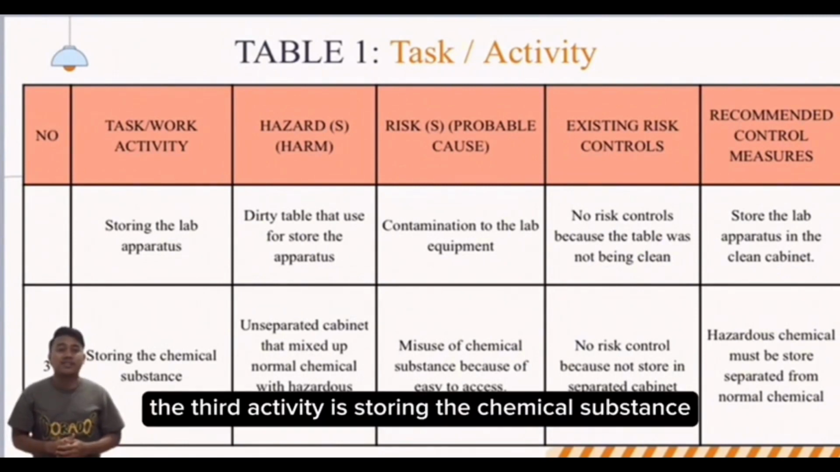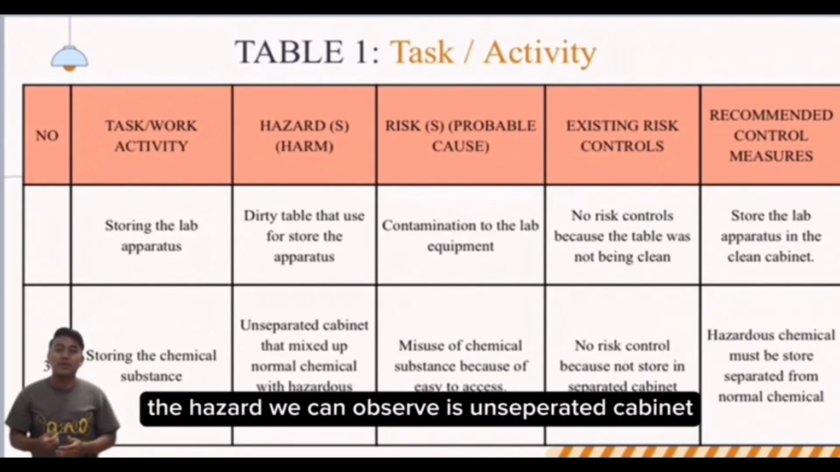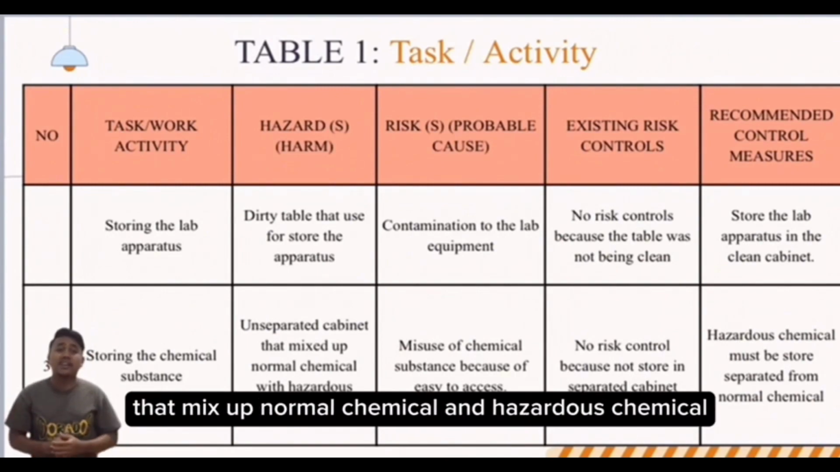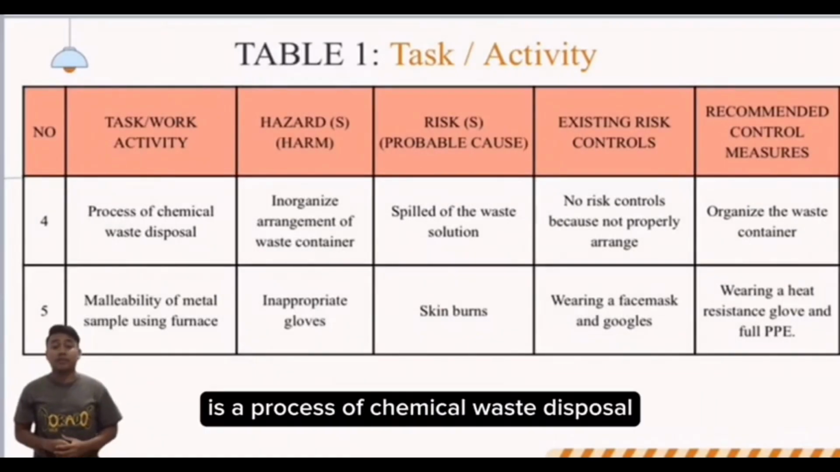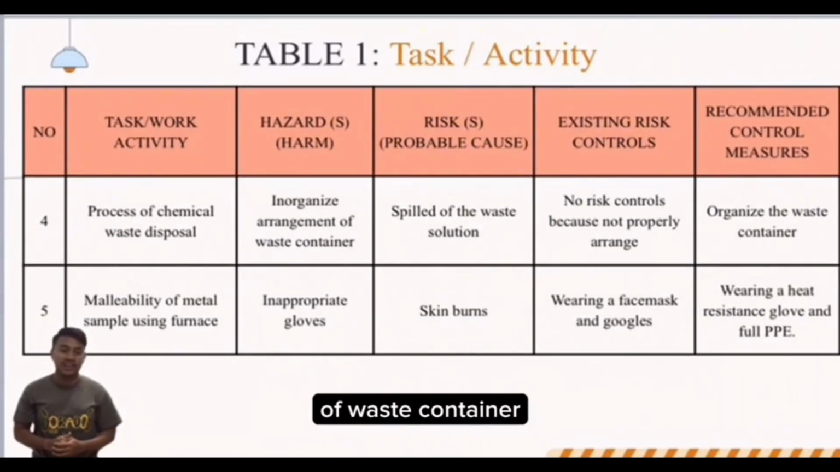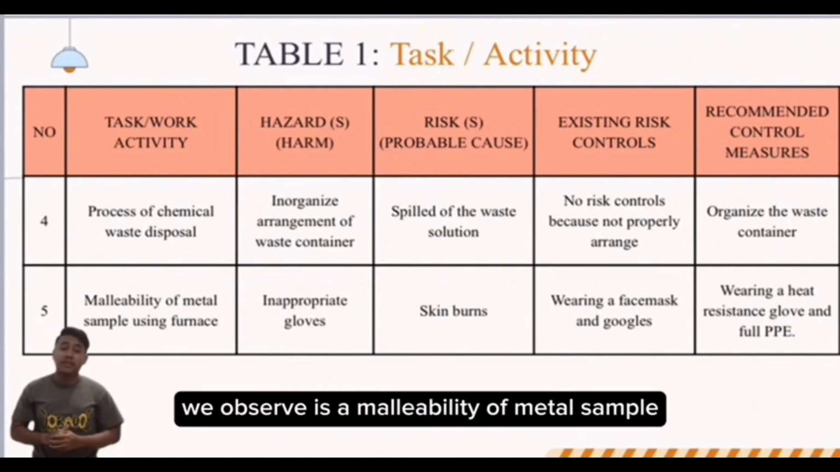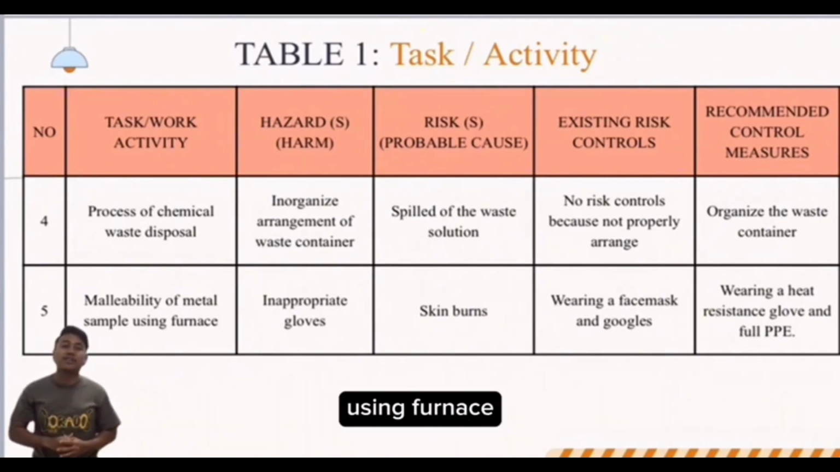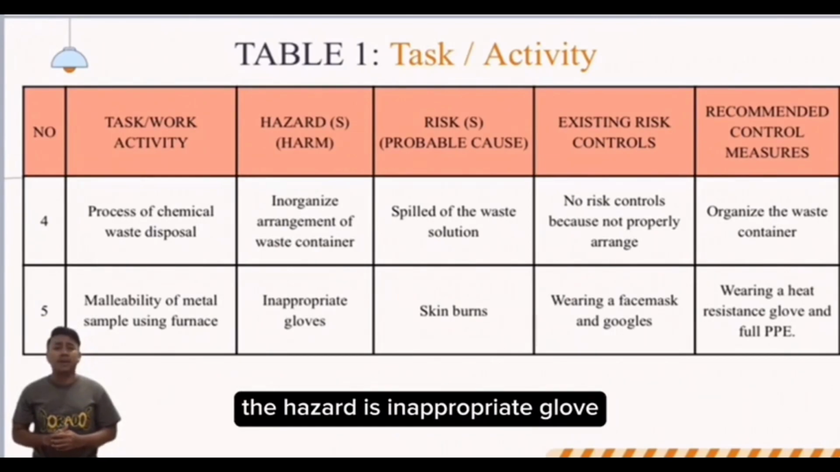The third activity is storing the chemical substances. The hazard we can observe is an unseparated cabinet that mixes up normal chemicals and hazardous chemicals. The fourth activity is the process of chemical waste disposal. The hazard is the disorganized arrangement of waste containers. The last activity we observed is malleability testing of a metal sample using a furnace. The hazard is inappropriate gloves.